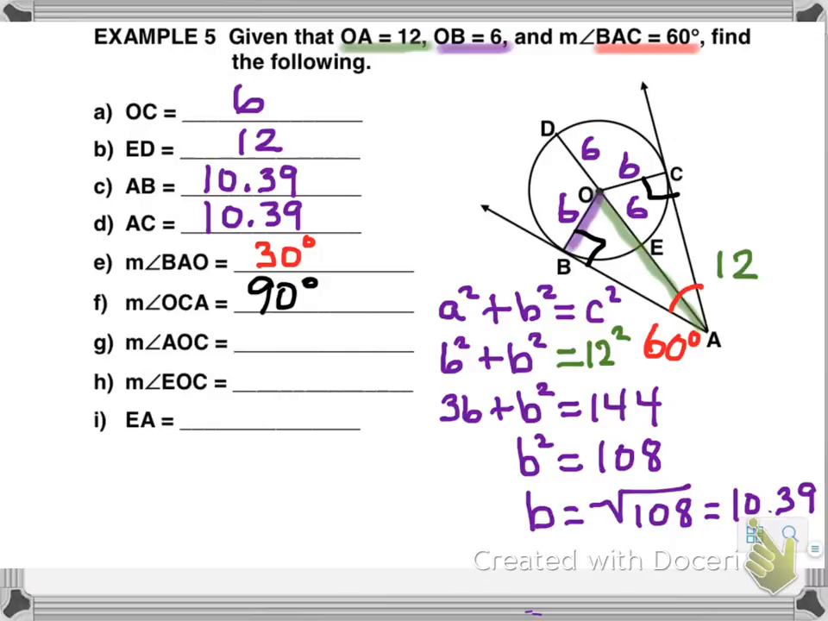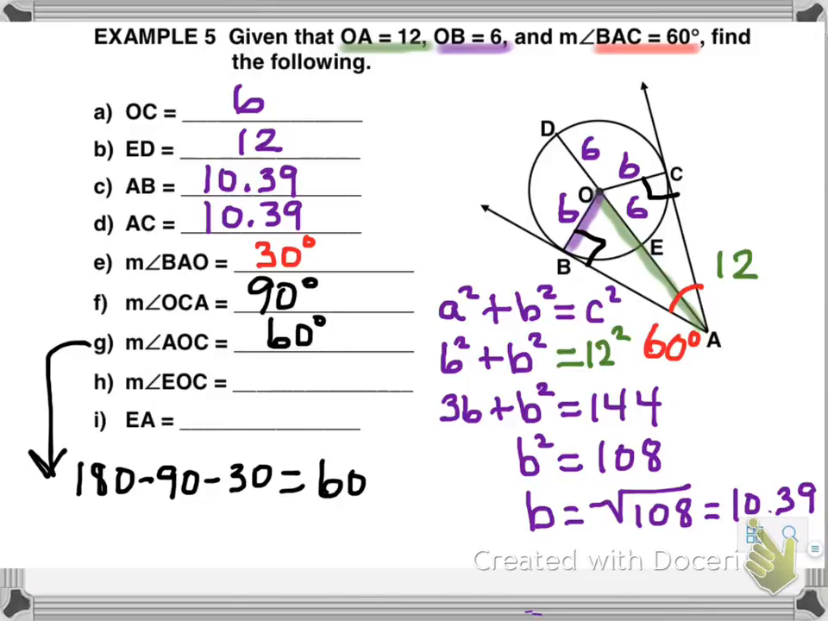AOC will be found by taking 180 degrees, since that's the total number of degrees in a triangle. We'll subtract the 90-degree angle at point C and subtract the 30-degree angle that is angle OAC, and that gives us 60 degrees for angle... let me back up. The 30-degree angle is OAC, and we're looking for AOC, which then will be 60.